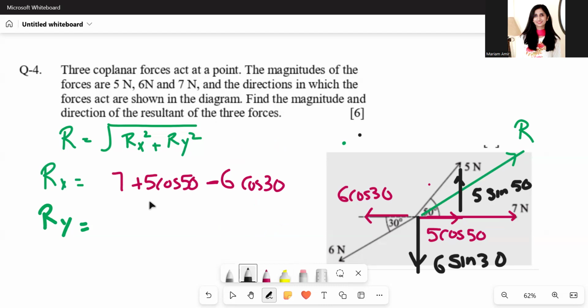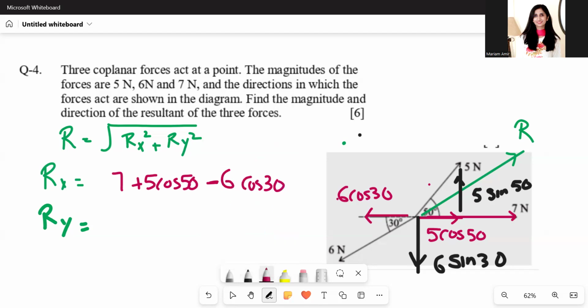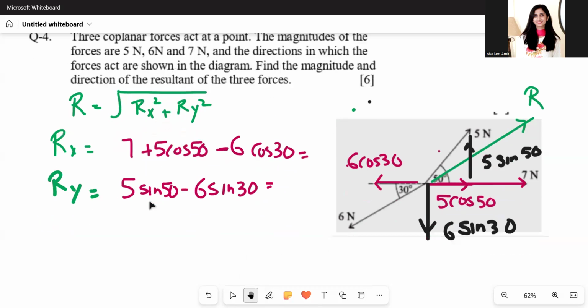Okay, the resultant direction is going to be that of the force that is bigger in magnitude. So 5 sine 50, that is 3.83, and 6 sine 30 is just 3. So the upper force is bigger. So we're going to do 5 sine 50 minus 6 sine 30. This is going to be Ry. Now you apply Pythagoras on this. We can find the individual values.